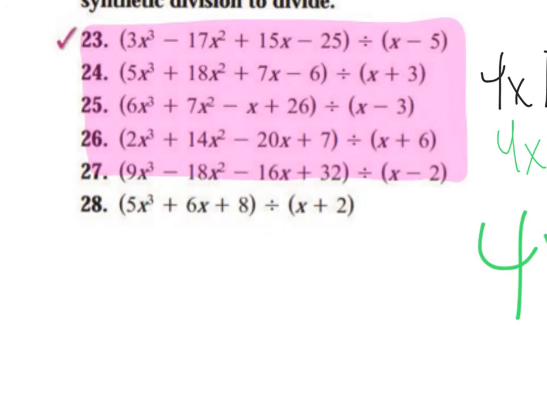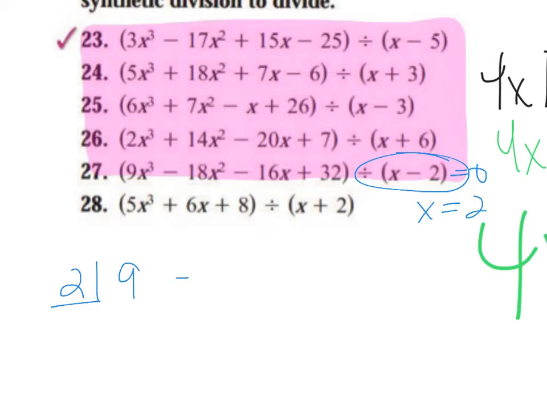It says 9x cubed minus 18x squared minus 16x plus 32 divided by x minus 2. What's the first thing I need to do for synthetic division? I've got to put something in a little box over here, but how do I figure out what goes in the box? You do x minus 2 is equal to 0. Correct. So then what's going to go in the box? 2. Now I write out all the coefficients. So what do I start with? 9, negative 18, negative 16, 32.